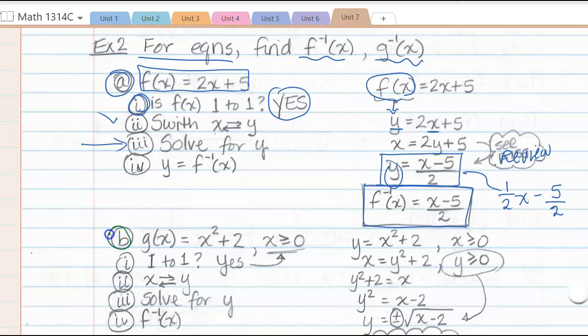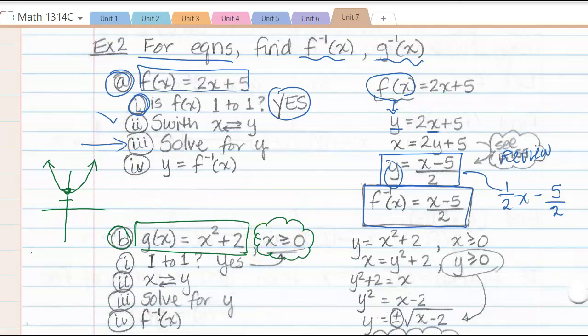Now let's go to part B. Our job is to look at g of x, and g of x is x squared plus 2. We know that is a quadratic equation. The plus 2 means that it went up 2, and our quadratic would look like this, which is not one-to-one. But check this out. I said that there's a domain restriction, meaning that only the values where x is greater than or equal to 0 will count. So this part of my graph is gone, and I only have half a parabola.